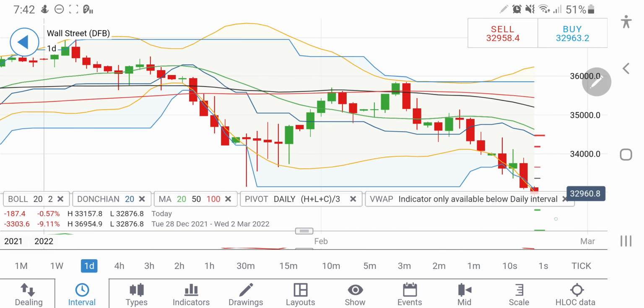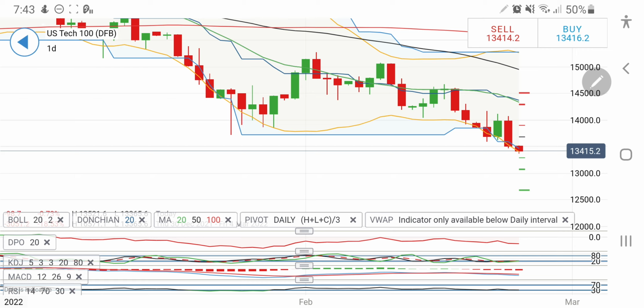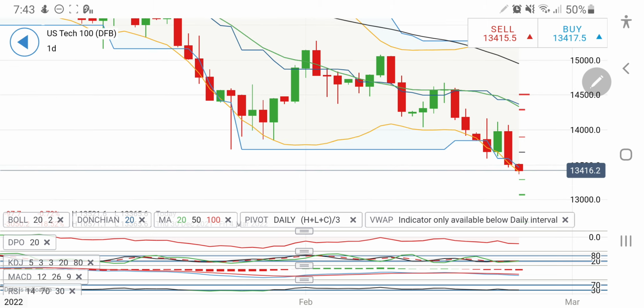Now let's have a look at US 100. US 100 is trading below the important resistance at 13,500 and 13,600. These were the two levels we were looking forward to, and that was the target for the week. Now 13,500 is going to be a very strong resistance today also for any further rise. Previously this was a support for any drop. Now this is going to be a resistance.